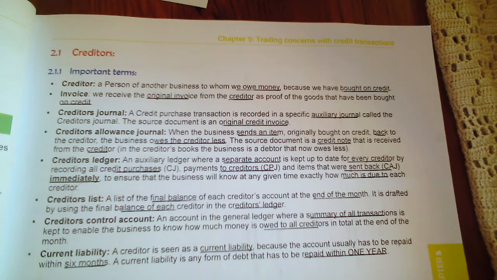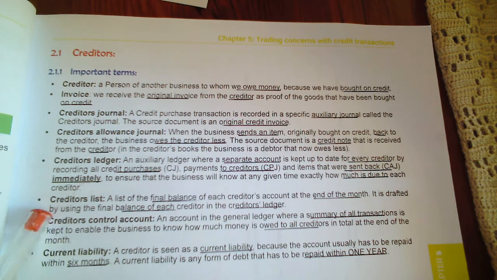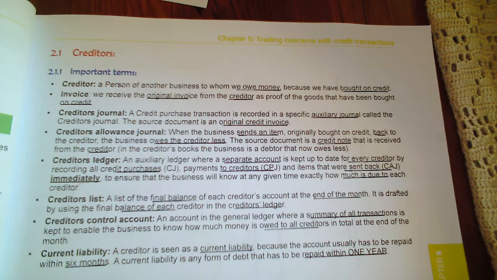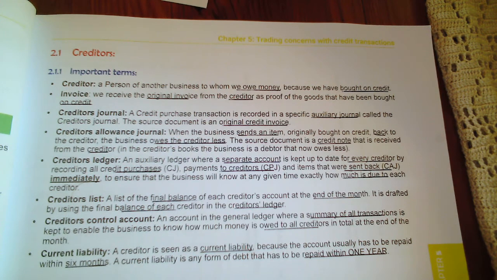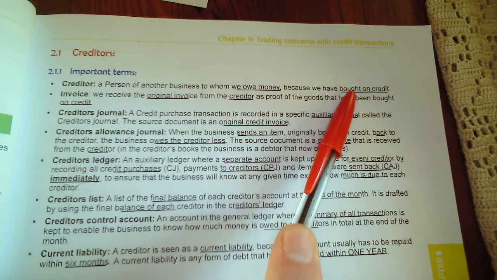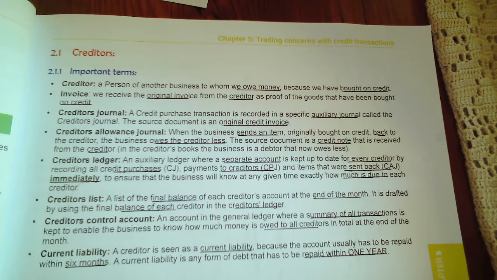Hello grade 9s, I'm on page 27 of your accounting books, and I will look at all the terms regarding creditors. Remember, creditors is another business that we owe money towards, and we buy from creditors or businesses or suppliers, and we buy on credit. That means we don't pay now, we only pay later.